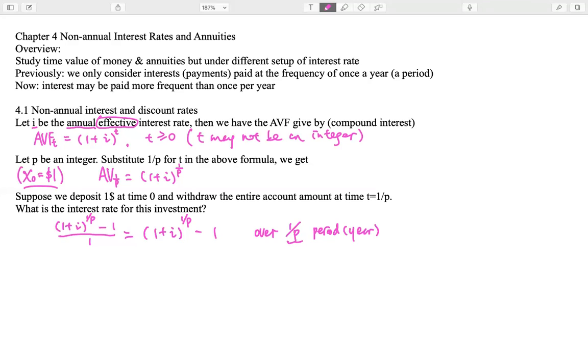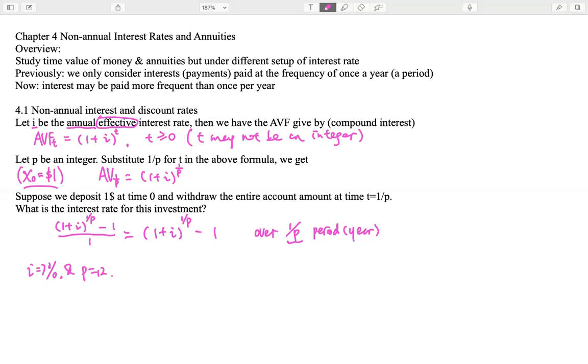So now our next question would be, let's first do a quick example. So let i be 7%. If you put $1 in your account, 1 year later, you will get $1.07. So that's the meaning of effective interest rate per year. What do we want for P? Let's say P equals 12. So 1 over P would be your account value in 1 month.